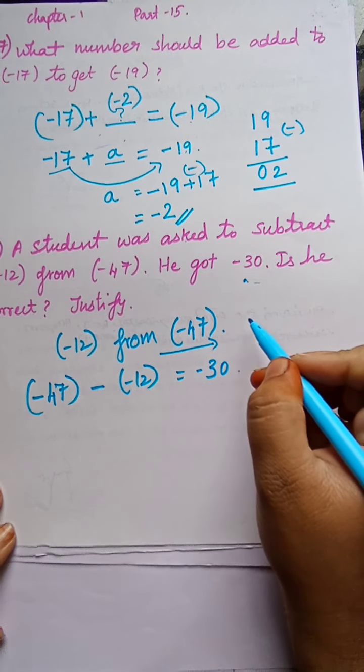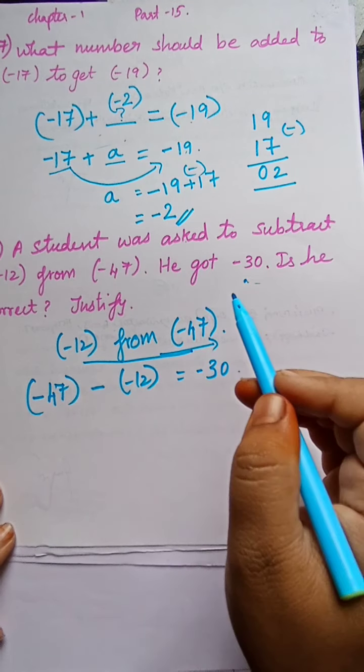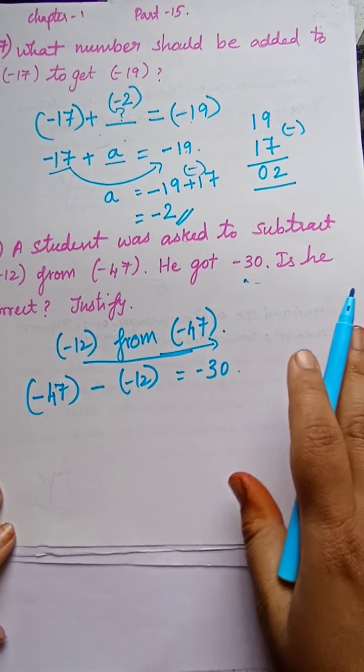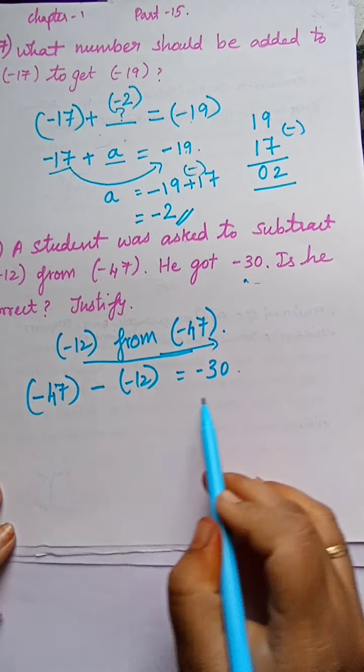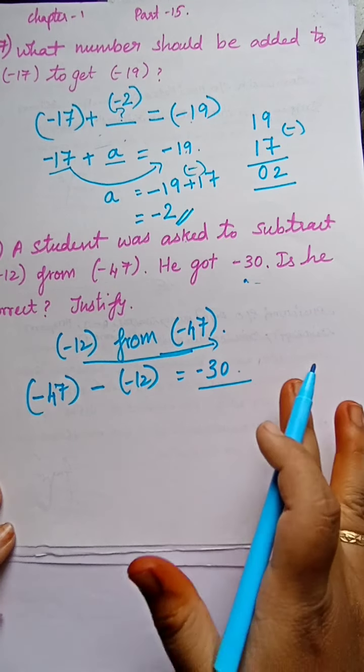Yes, in the question they said so. If you do it in this process, you will get the answer as minus 30. So now we are going to check it. That's all. Now we have to do this side. You just keep this side as it is. You don't change anything there.